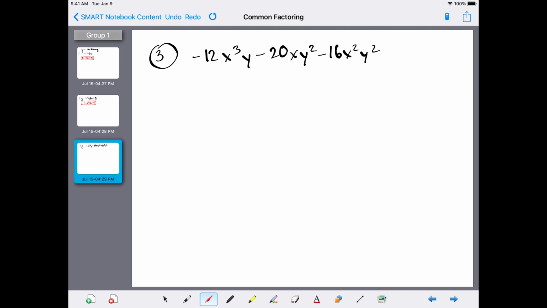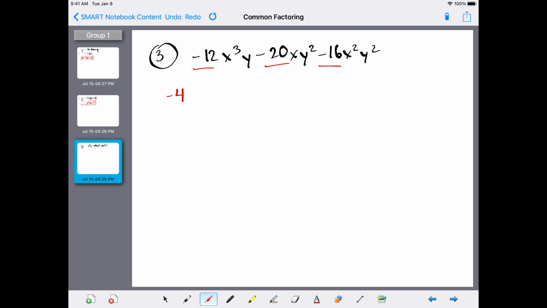Final example. Same process, let's look at those coefficients: -12, -20, and -16. What's the greatest common factor? They're all divisible by 4, it looks like. So we're going to take out a -4. Again, we want that leading term to be positive. Well, they're all going to be positive in this case. So we'll take out a -4.